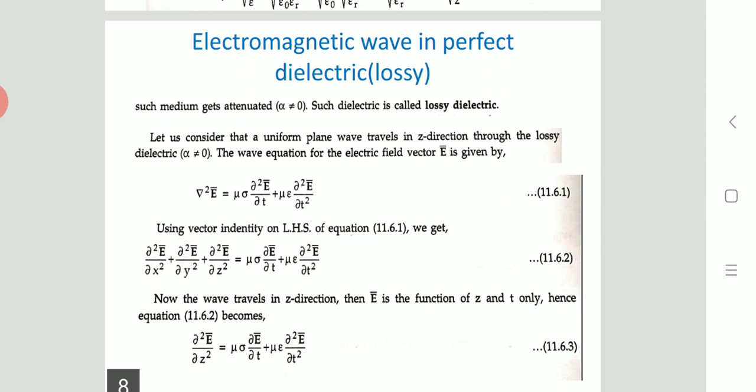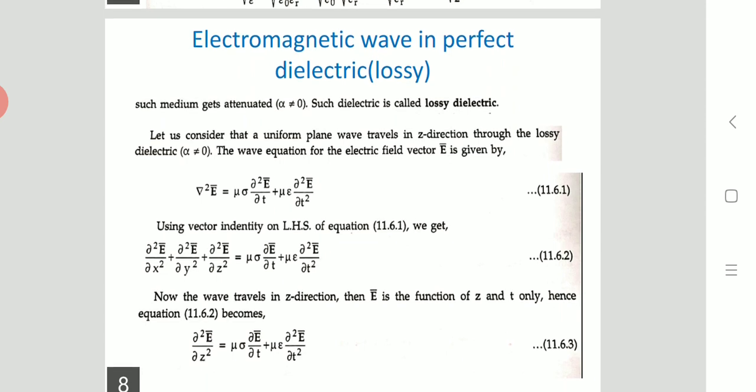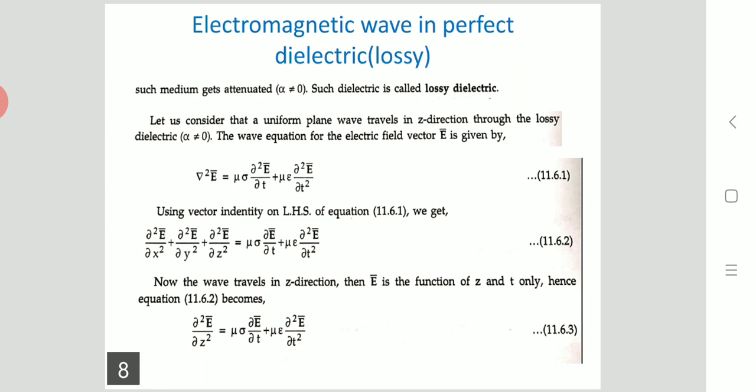Now let us consider a uniform plane wave traveling in the z direction in the lossy dielectric, that is, alpha is not equal to 0. For that we need to consider the wave equation for electric field vector E, given by del square E is equal to mu sigma dou E by dou t plus mu epsilon dou square E by dou t square. This is equation number 11.6.1. This is the wave equation for electric field vector E.